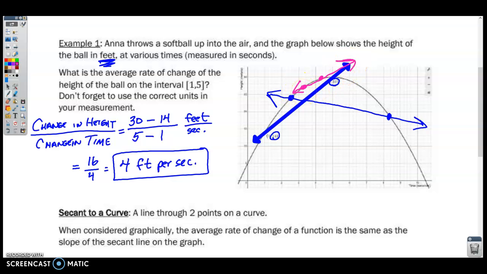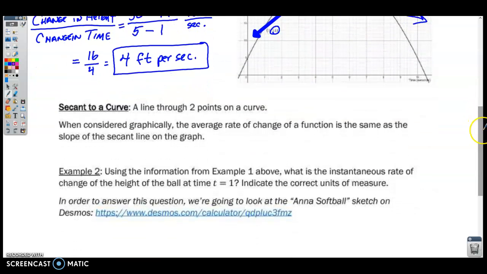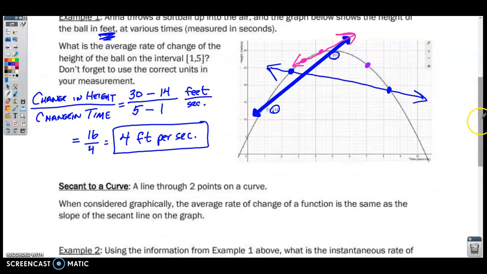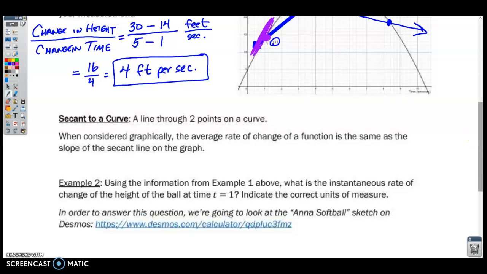But when we're trying to find instantaneous rate of change, we're trying to find the rate of change just at this one moment. And so we don't have 2 points to draw a secant line through. And so we've got to get a little bit creative in our approach to this. And that's what you're going to see in this example. We're going to look at this graph at just time 1 and figure out the slope of the tangent line to the curve at that point. And that's going to be our instantaneous rate of change.